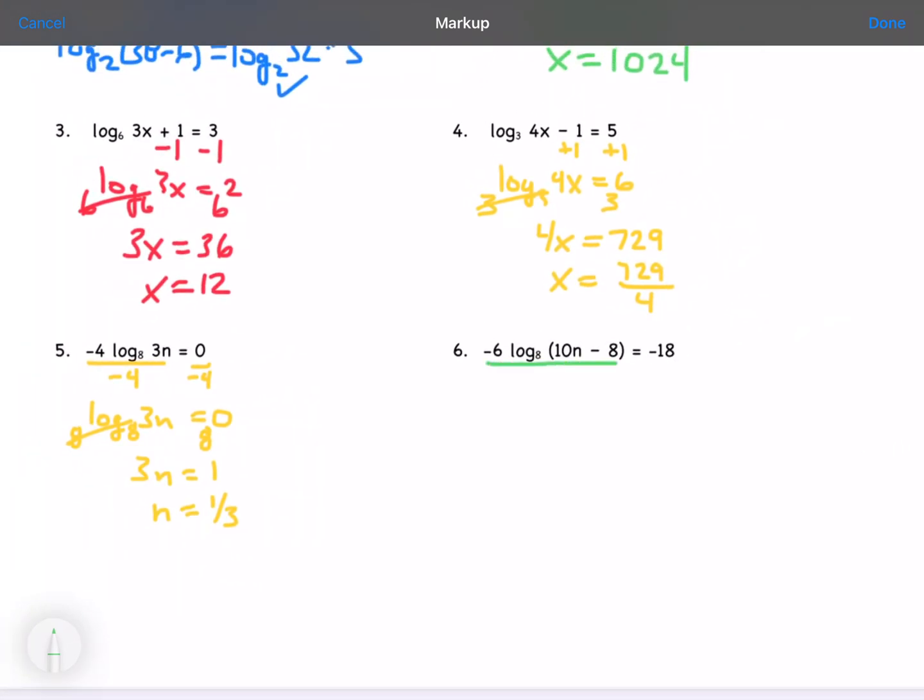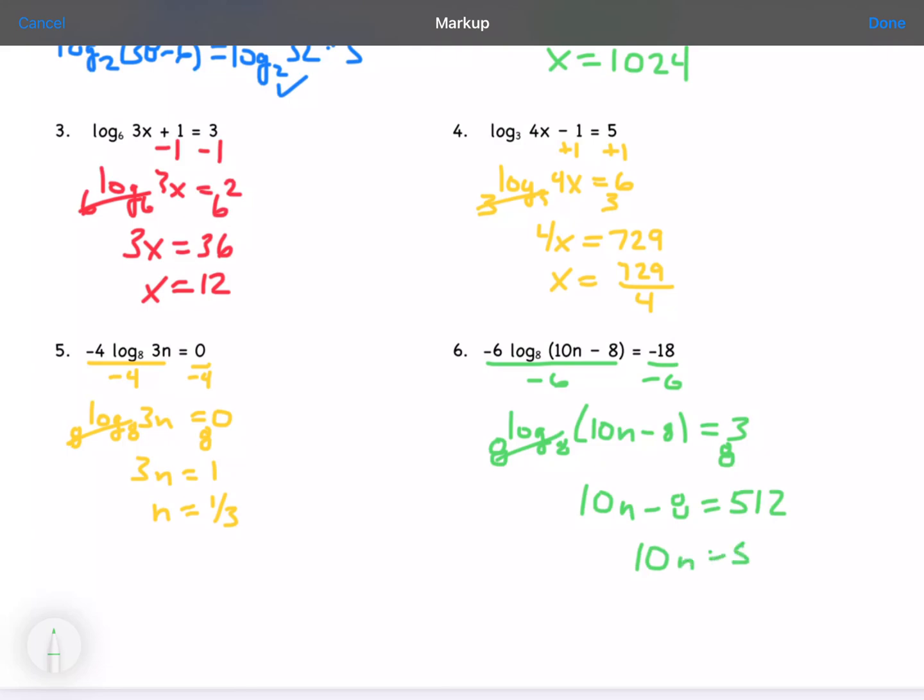And then finally, I have another one just like it. I need to divide by negative 6 first. So I have log base 8 of 10n minus 8. And the minus 8 this time is inside the log. So I'm going to put the base of 8. And so I get 10n minus 8 equals 8 to the third. 8 to the third is 512. 10n equals 520. n equals 52.